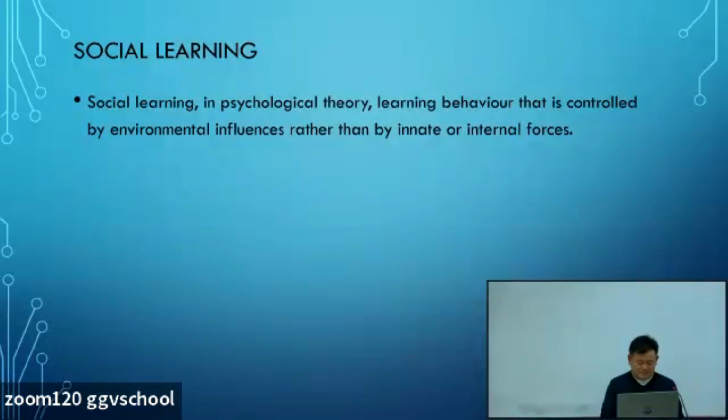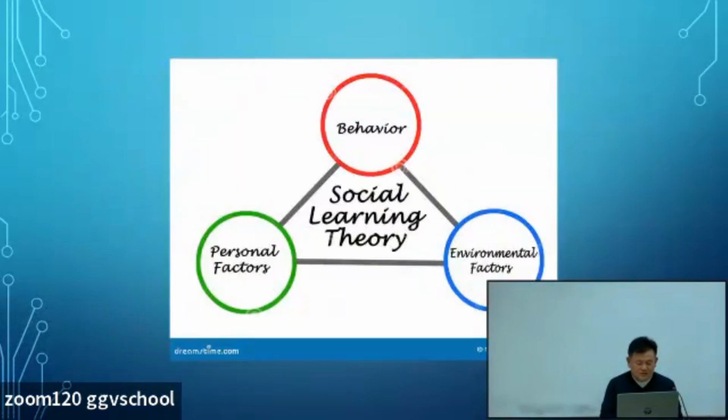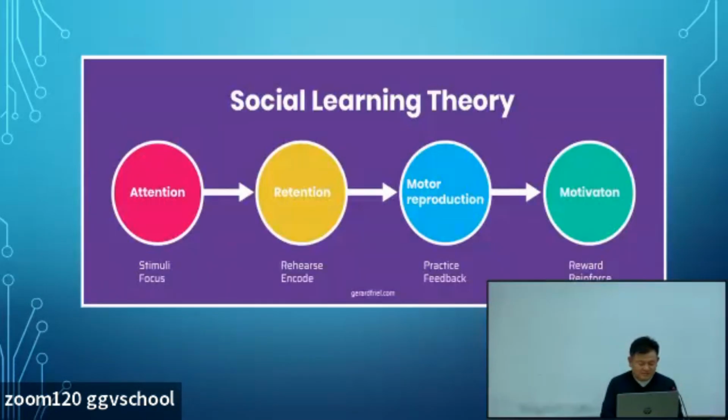Also, a very popular learning system now is social learning. The social learning system is shown in the pictures. Social learning is where behavior, environmental factors, and personal factors are systematically connected, and then we learn by social learning theory. Most of them follow the social learning theories: attention, retention, reproduction, and motivation.